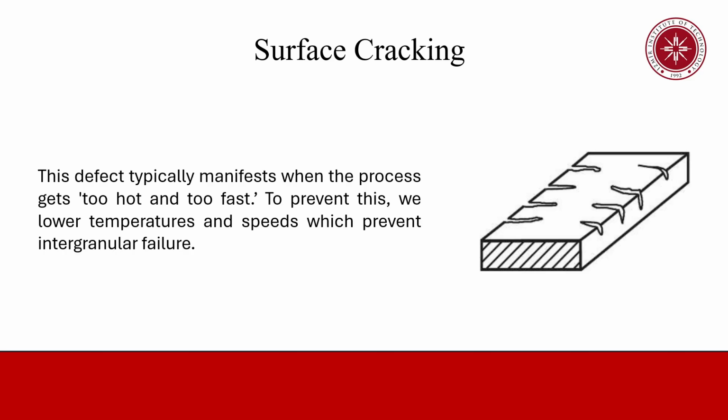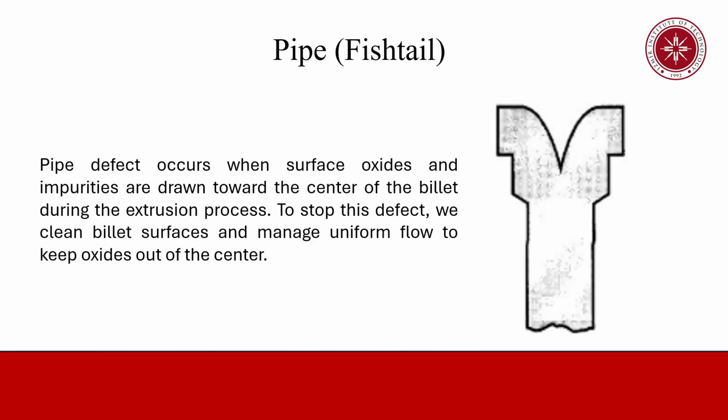Next, we move on to the defect that affects the structural integrity of the billet's tail end, the pipe defect, which is where it gets the name fishtail. As you can see, it is shaped like a fishtail or a mermaid's tail, whichever you prefer. Pipe occurs when surface oxides and impurities are drawn towards the center of the billet during the extrusion process. This essentially creates a funnel of impurities that enters the product. Parts containing this defect are structurally compromised and must be cut off as scrap, meaning they are worthless.